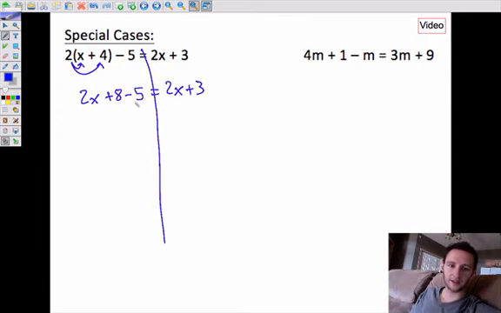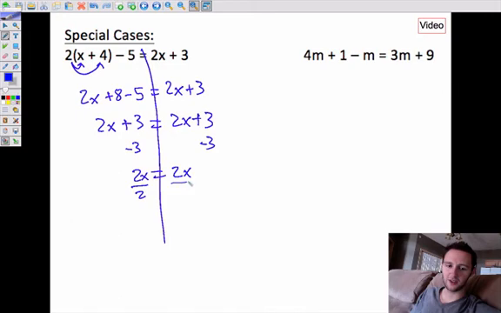The next step then is to combine these. 2x plus 3 equals 2x plus 3. Now it starts to look a little weird here, but I'm just going to keep going. I'm going to get rid of this 3 right here, so I'm going to subtract 3 from both sides and get 2x equals 2x. And then I'm going to go ahead and use the division property of equality to get x equals x.